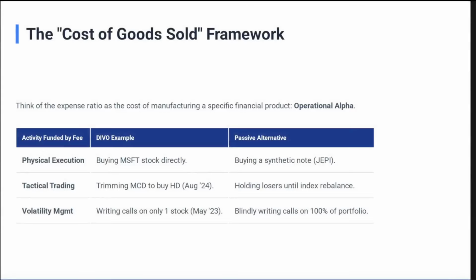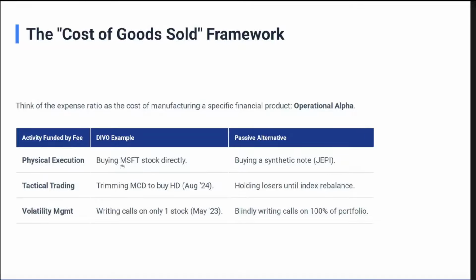Right, the cost of goods sold framework. Think of the expense ratio as the cost of manufacturing a specific financial product. Operational alpha. Basically, this is just an example, right? Activity funded by fee, physical execution.